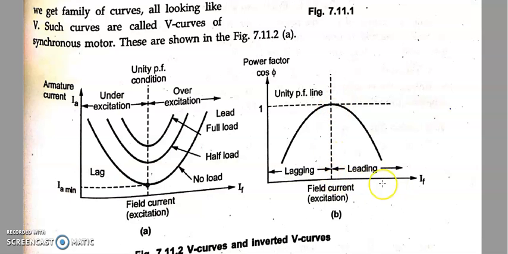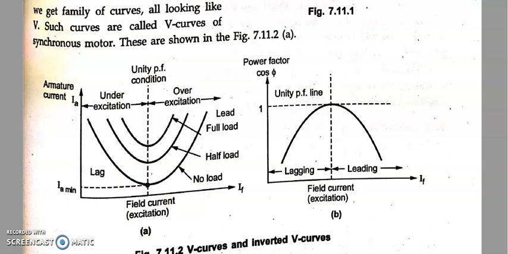Similarly it happens on the right part also, that is, when I increase the field current from the UPF line, again you can see the power factor angle phi will increase, but cos phi will again decrease. Even for leading, the power factor will decrease, and even for lagging, the power factor will decrease. The power factor will be UPF only at the particular point, the line which separates lagging and leading, right? At that point, the peak of the inverted V curve will give you the UPF value. Okay, so this is how we can get the inverted V curve.